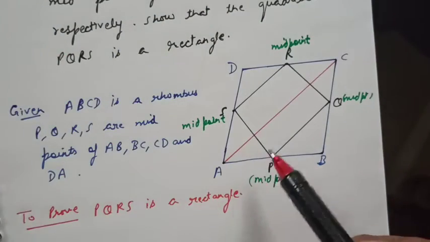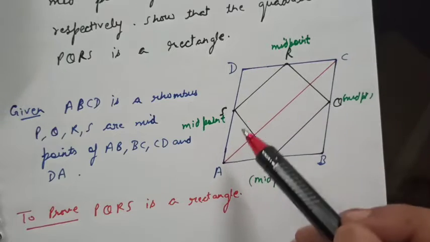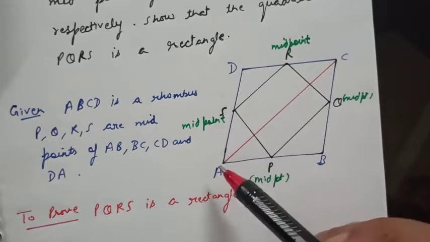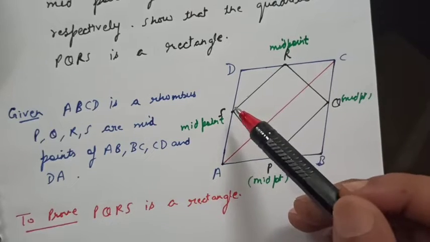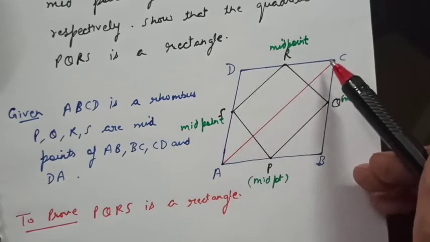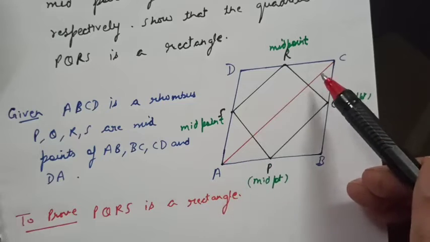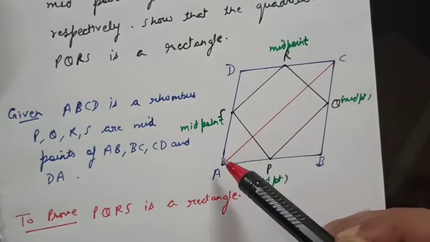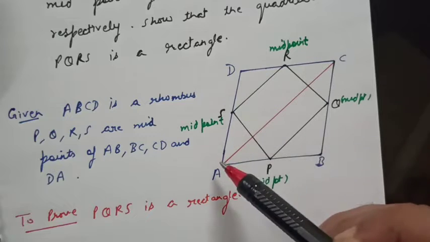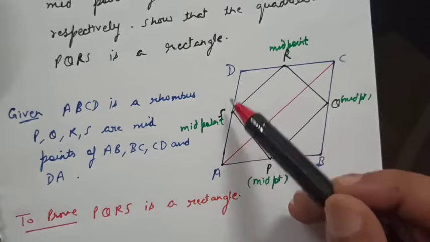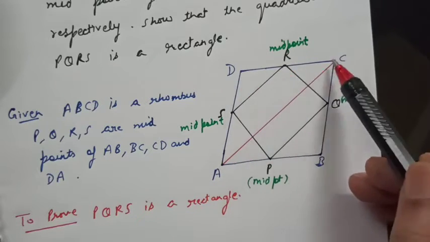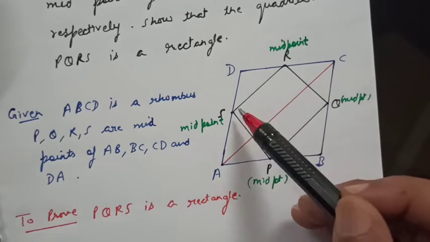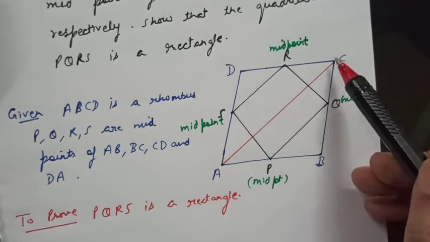First, now in this triangle, you know that ACD, this is the midpoint, this is the midpoint. So in triangle DAC, we can use midpoint theorem. So SR will be parallel to AC, SR will be half of AC. We know that line joining the midpoints of two sides of a triangle. So if I take this triangle ACD, S is the midpoint of AD, R is the midpoint of DC. So SR will be parallel to AC, SR will be half of AC.